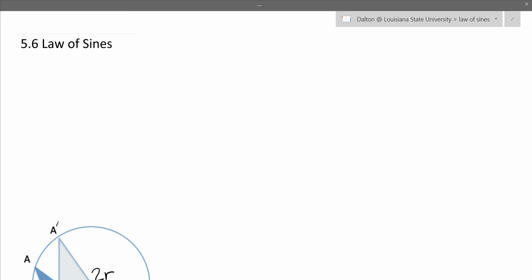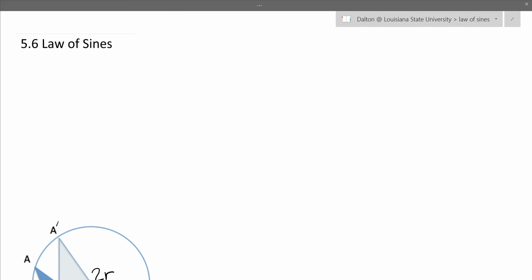Hello, folks. Section 5.6 is on the law of sines. So far in chapter 5, we've been very limited to right triangles. Sine, cosine, and tangent, cosecant, secant, cotangent, those trig ratios deal with comparing the sides of a right triangle, right? Opposite over hypotenuse, adjacent over hypotenuse, etc. What the law of sines is going to do for us is allow us to calculate things and solve triangles that don't necessarily have that 90-degree angle.